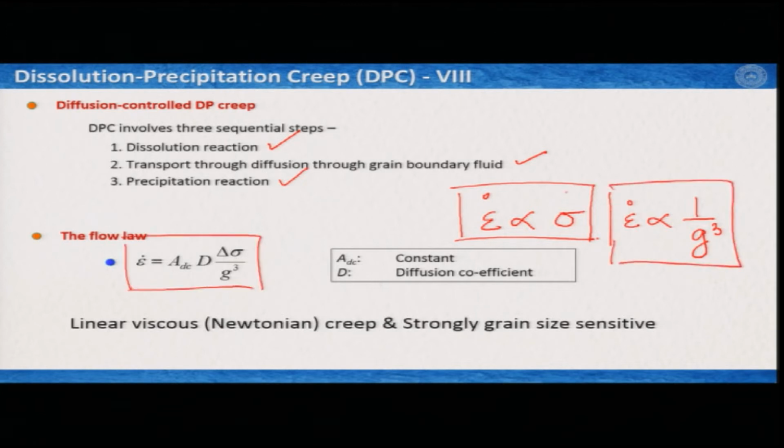These are the two take home messages from this equation, that this is a Newtonian flow, that means the strain rate is linearly proportional to the stress, and it is an extremely grain size sensitive mechanism, where lowering the grain size would make the deformation faster.